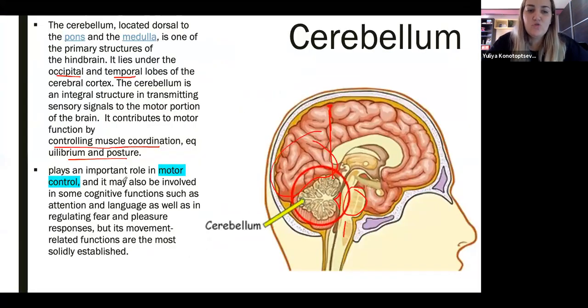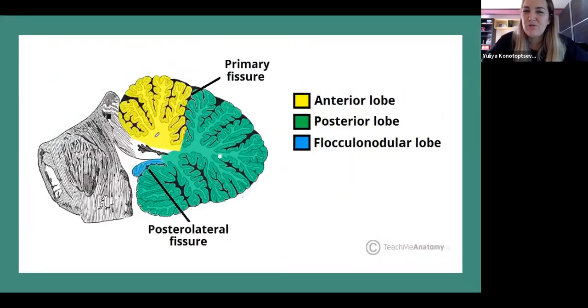Not only motor, cerebellum also has something to do with cognitive functions such as attention, language, fear, pleasure. All of this is also going to be related to cerebellum. You don't have these slides because I recently added them. It will be in the video. It's just very important for you for the anatomy. So it's not for histo, it's for the anatomy.